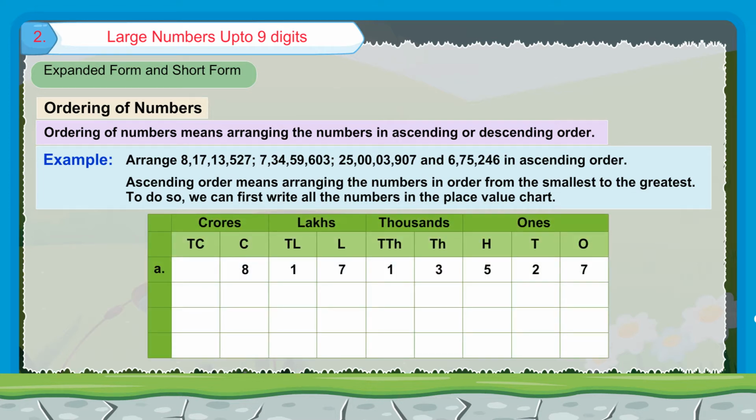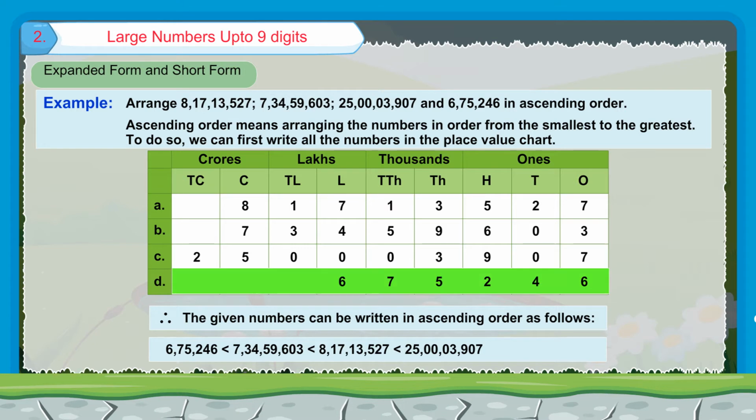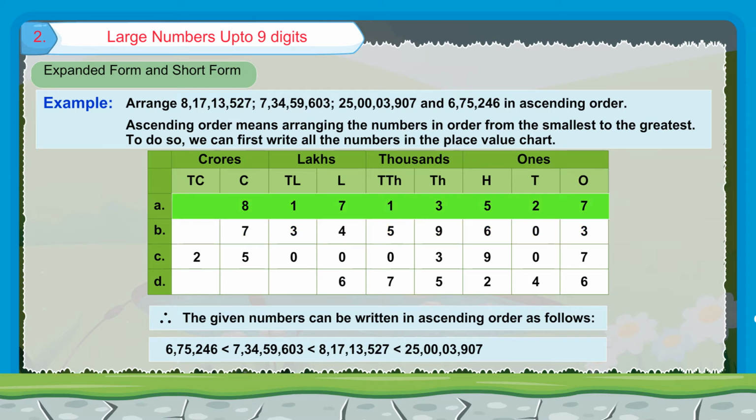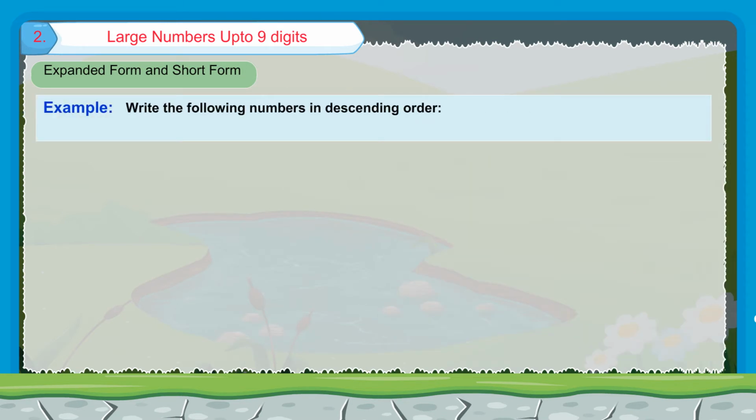A. 8,17,13,527. B. 7,34,59,603. C. 25,03,907. D. 6,75,246. Therefore, the given numbers are written in ascending order as follows. 6,75,246 is less than 7,34,59,603 is less than 8,17,13,527 is less than 25,03,907.